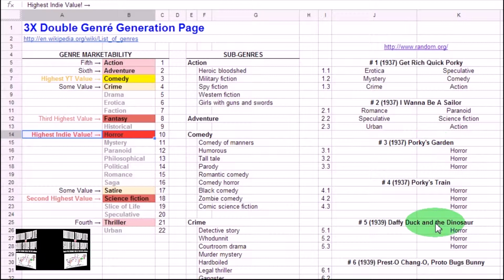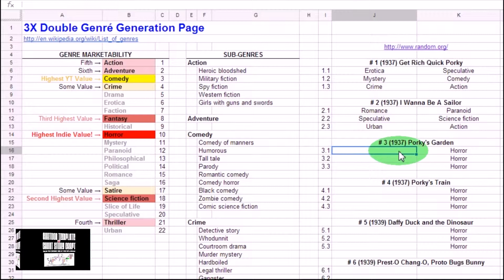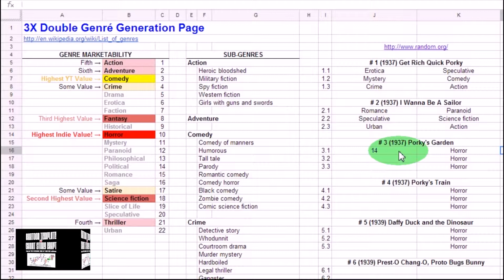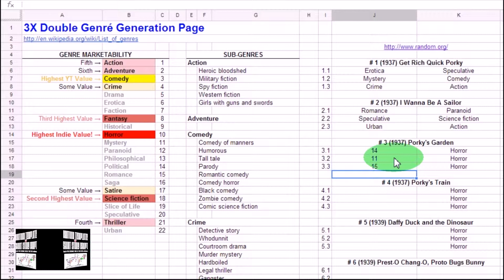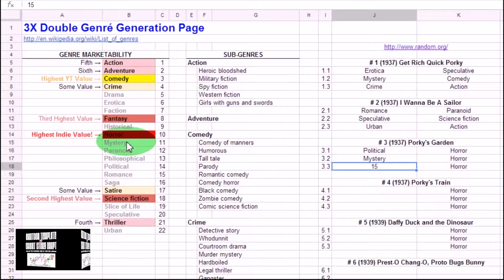So let's go ahead over to random.org and generate some first genres of our double genres, which will be something horror. Let's see, we'll do 14, 11, and 15. 14 is political horror, interesting for a 1 minute movie. 11 is mystery horror, alright. And then 15 is romance horror.